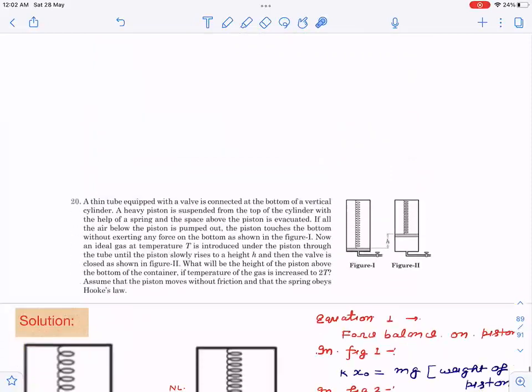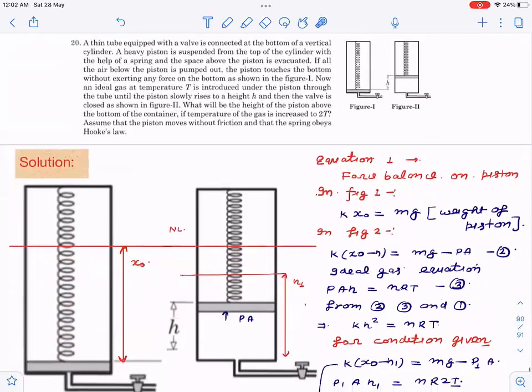So let us see how we solve this. We can solve this just by drawing two or three free body diagrams. So this is figure 1, when there is no gas. This is figure 2. Now in figure 1, I have assumed that this level is the natural length. So this is the natural length. In figure 1, what is the elongation? x0 I have assumed. Here kx0 is equal to mg, because there is no contact, so no normal force here.